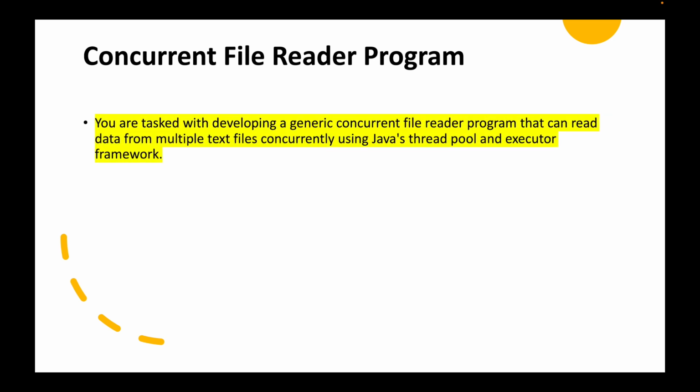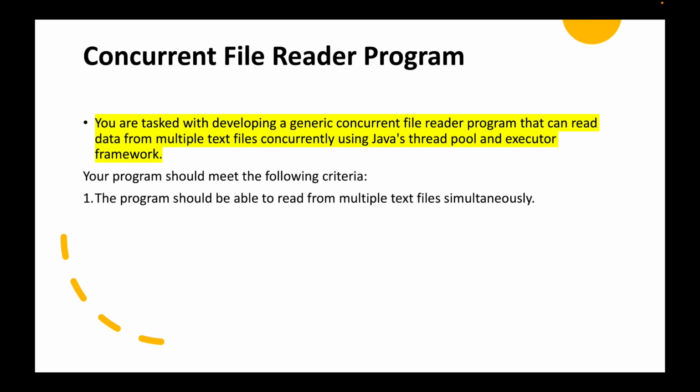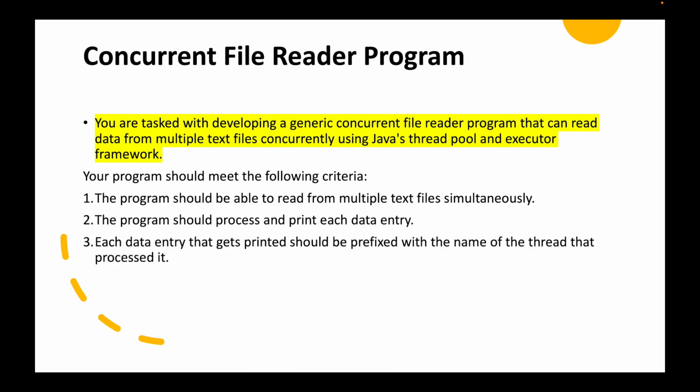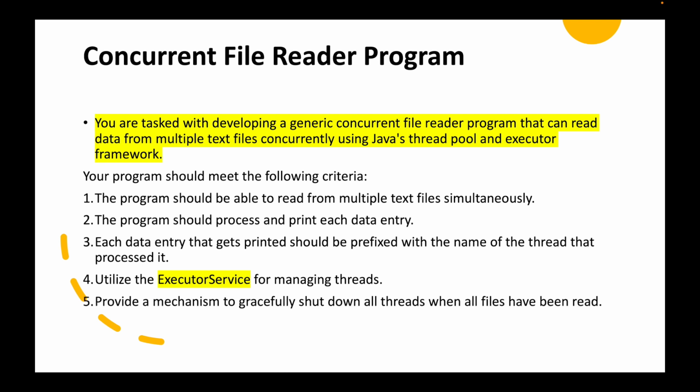So this is the question that we have: a concurrent file reader program. It says that we are tasked with developing a generic concurrent file reader program that can take data from multiple text files concurrently using Java's thread pool and the executor framework. These are the criteria. It should be able to read from multiple text files simultaneously. The program should process and print each data entry. Each data entry that gets printed should be prefixed with the name of the thread that processed it. We have to utilize executor service for managing the threads. And finally, we have to provide a mechanism to gracefully shut down all the threads.